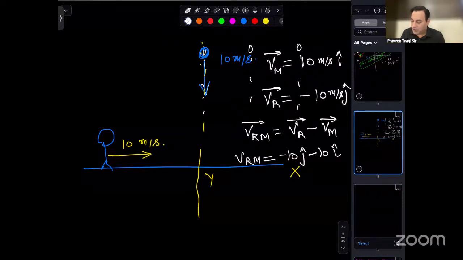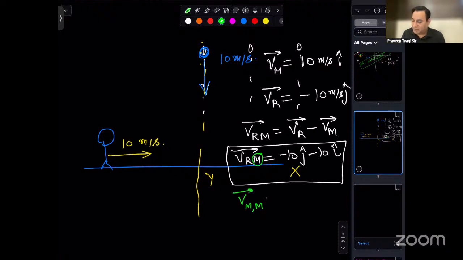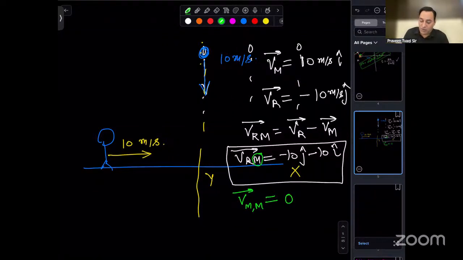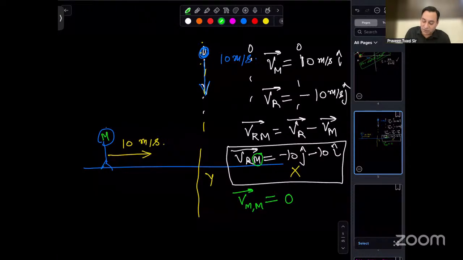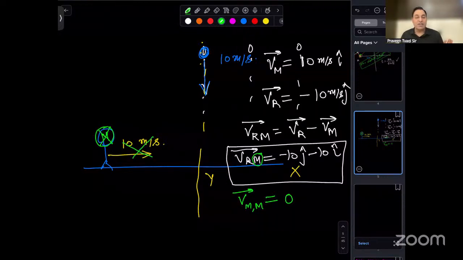And if you now try to understand this situation, who is the observer here? Man is the observer. What is the velocity of man as observed by the man? I'm being very repetitive, but to drill the point into your head that we are now thinking from the perspective of the man. We are now observing everything relative to the man. So how will the man feel about himself? What is his velocity relative to himself? It's zero. So he will feel he is at rest. He is not moving at all. He will not see himself moving. He will feel I am at rest.